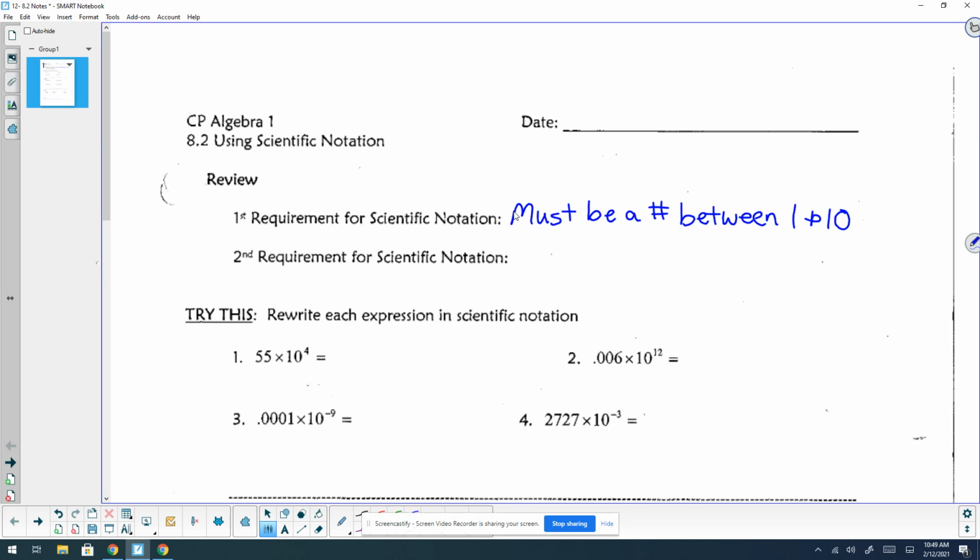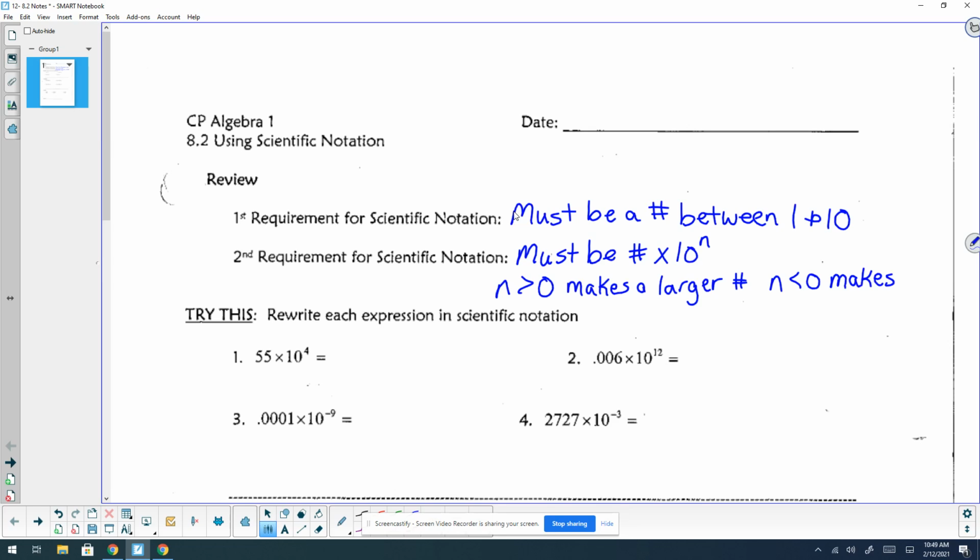The second requirement is it must be your number and then times 10 raised to some exponent. And n, if n is greater than 0, it makes a larger number. If n is less than 0, it makes a smaller number.